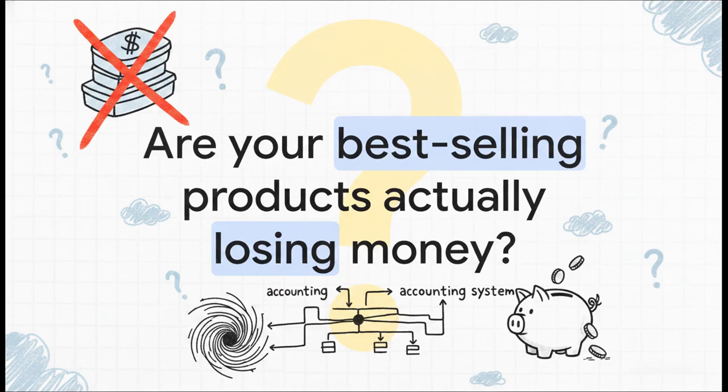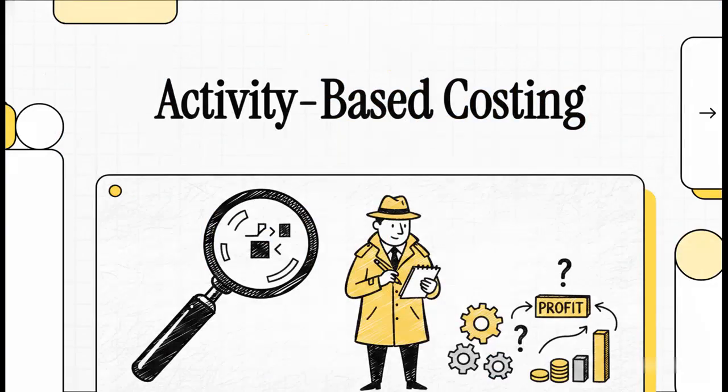Okay, let's dive into this, because today we're uncovering the hidden flaws of traditional accounting. Welcome to today's Explainer. We're going to explore a real game changer in the accounting world, activity-based costing, or ABC for short. Think of activity-based costing as the magnifying glass we need to solve the ultimate profitability mystery. We're going to look way past the surface-level numbers and become true profit detectives.